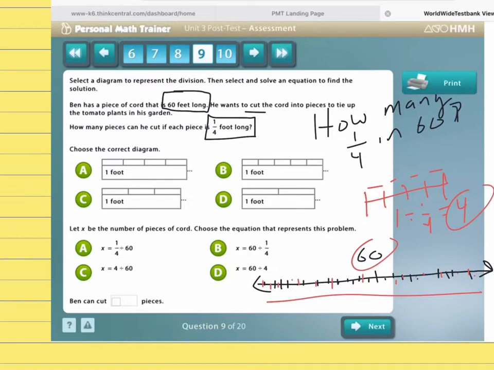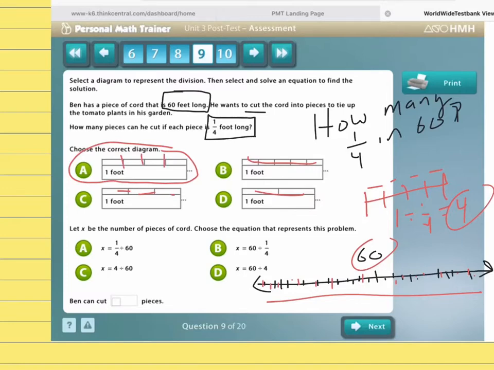So I think the diagram C can't be right because there's only 3 pieces here. He needs a 1/4, and that's 2 pieces. That is 5 pieces. The only diagram that works here is A. 1 foot cut into 4ths would be the correct diagram.